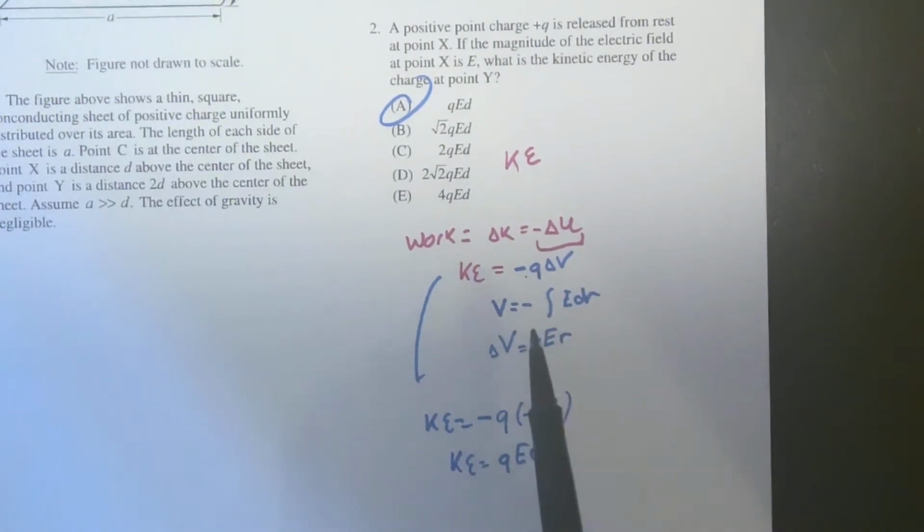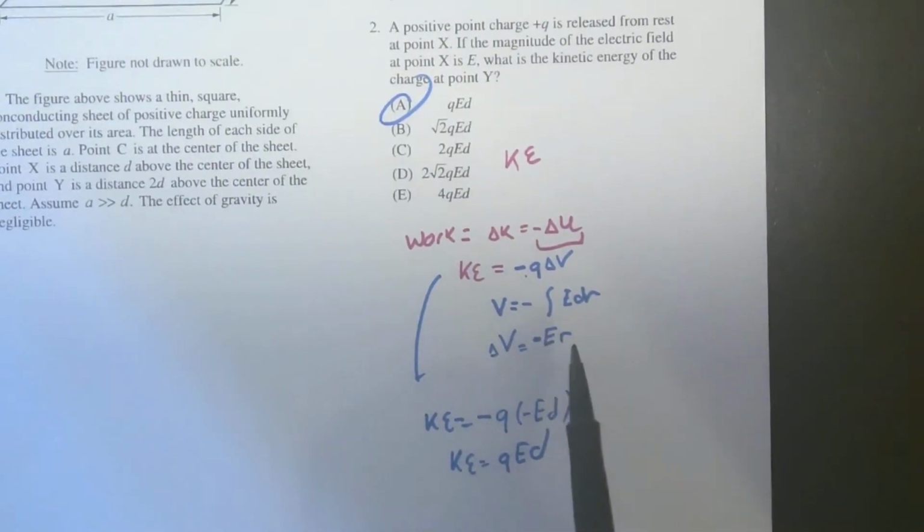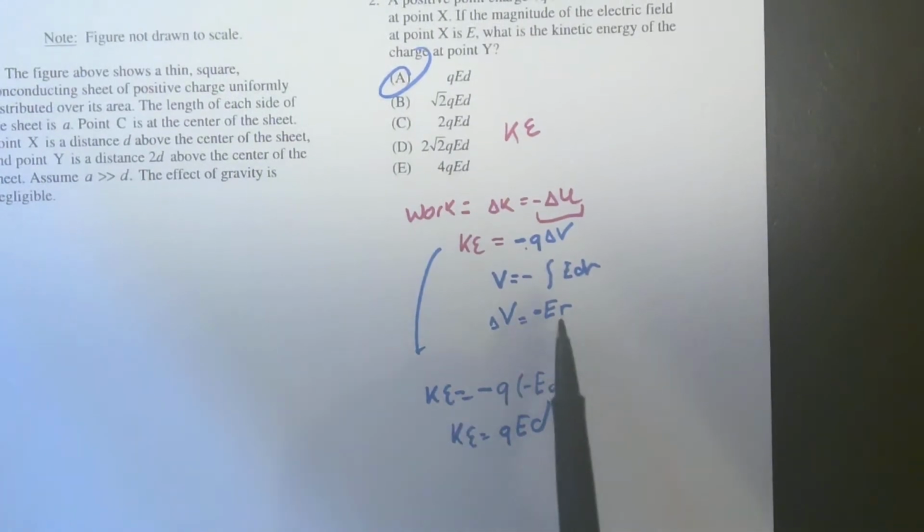Since electric field is constant in this case, it's just ER. So I put everything together. I put voltage as ER, where R is D, and it's negative, and a negative, the negatives cancel out the positive. Positive QED, and there we are.